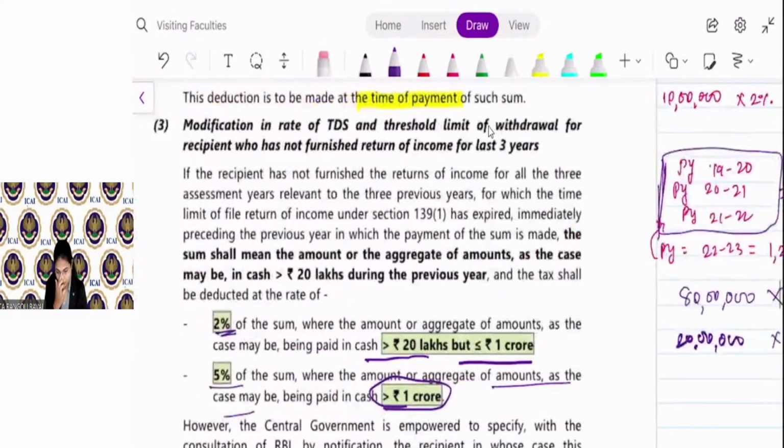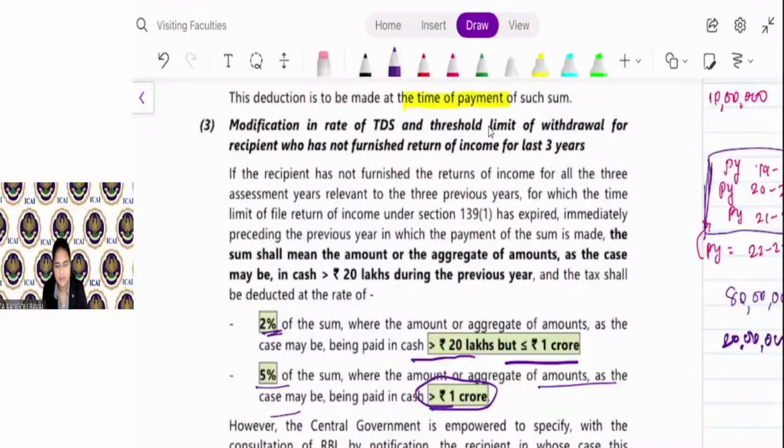In the question, they will provide you that Mr. X withdraws 1 crore 20 lakh from the bank. So you have to apply your knowledge that it is more than 1 crore, then TDS is applicable. Now you have to check whether Mr. X has filed his return of income for the last 3 years. If yes, then you are required to deduct TDS on the amount exceeding 1 crore. If no, then you are required to deduct TDS on the amount exceeding 20 lakh, but 20 lakh to 1 crore 2% and more than 1 crore 5%.